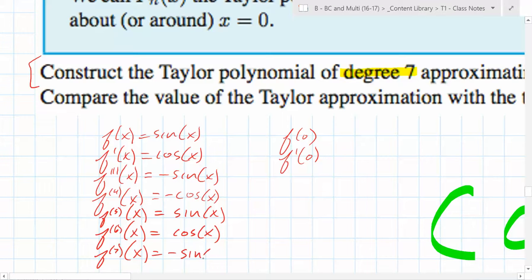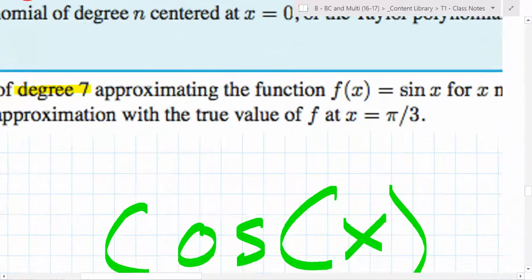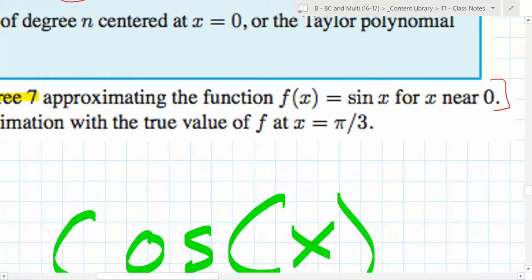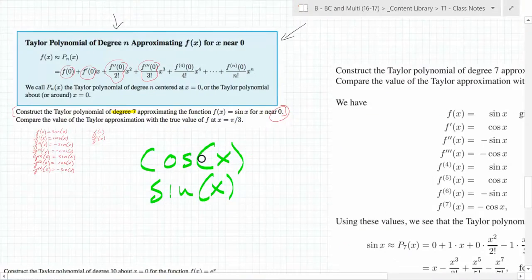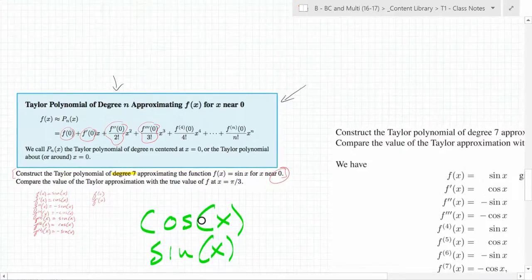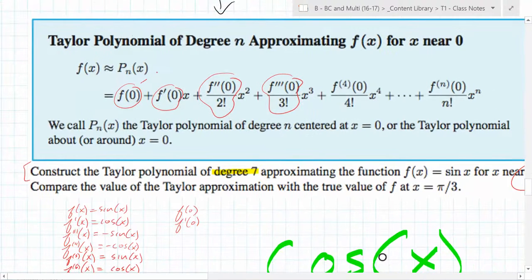Are you with me so far? So then what do you have to plug in for x for each of these? We wanted it to be near 0, right? Near 0. So what are we plugging in for x? We're plugging in 0 because we need to determine all of these coefficients. You see these coefficients right here? What does it ask us to do?